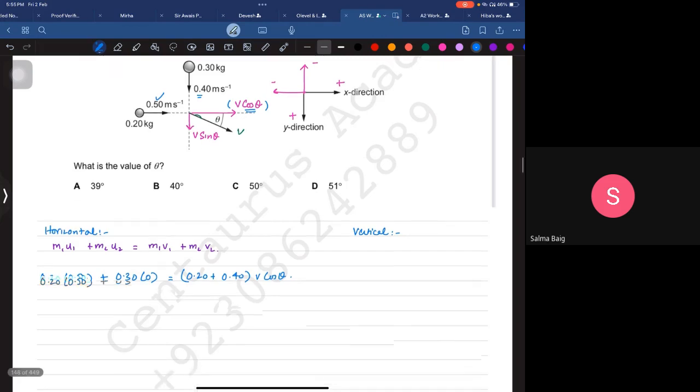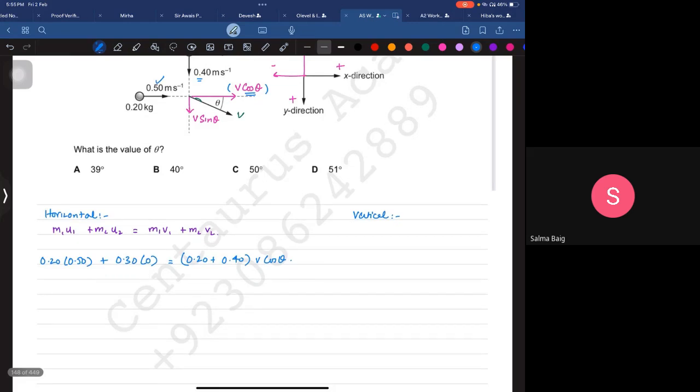Okay, very good. Now, this means that this is going to be 0.1 and this is going to be 0. This is going to be 0.5 V cosine theta, like that.